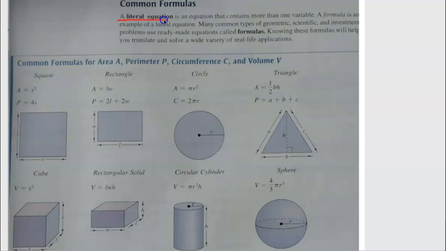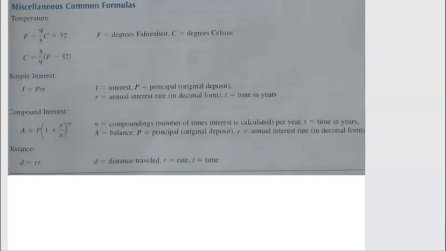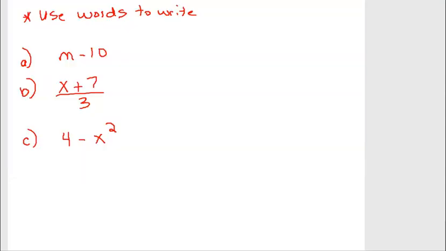A literal equation is an equation that contains more than one variable. Like this is perimeter. You should recognize that formula, but it has more than one variable, so that's a literal equation. We're going to be using some of these formulas even on the next page that you need to be familiar with in any of these problems that we're going to be doing.